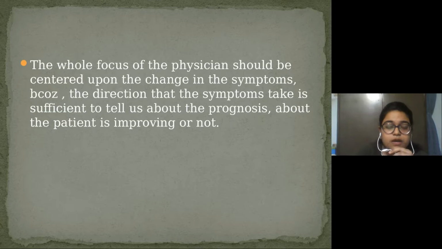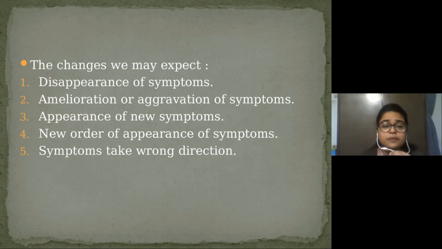Now the whole focus of the physician should be centered upon the change in the symptoms, because that is the only thing which is going to tell us whether cure is occurring or not. The direction that the symptoms take is sufficient to tell us about the prognosis and whether the patient is improving or not. So our whole concentration, our whole focus should be centered upon whether our patient is improving or not by the remedy we have given. Like we discussed in the previous slide, the changes in the symptoms are enough to tell us about the condition, whether it is curing or not. So what are the changes we may expect? First is disappearance of symptoms, or amelioration of symptoms, aggravation of symptoms, appearance of new symptoms, or new order of appearance of symptoms, or symptoms take the wrong direction. These are the changes we may expect after giving the remedy.